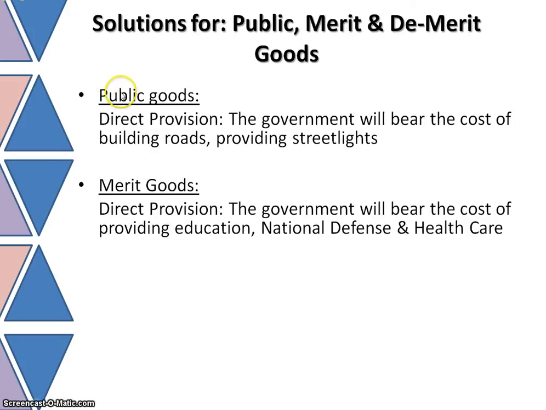Lovely. So we see here that the government will bear the cost of providing education, national defense, and healthcare because the private firms are not providing enough. So that's a possible solution. Another possible solution for merit goods would be to provide subsidies to firms to encourage them to increase their supply of these goods that are needed by the public but are not being provided in sufficient quantities by the private sector.